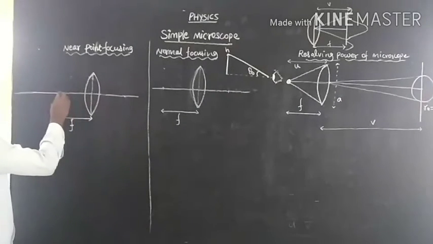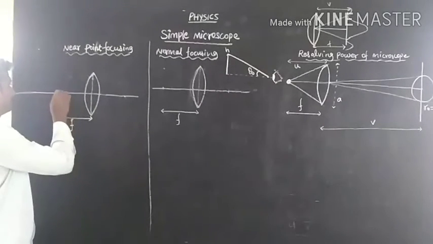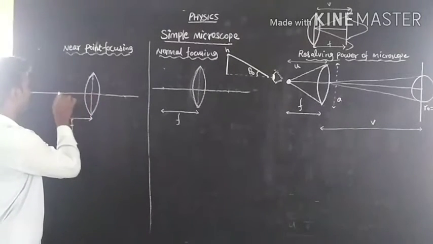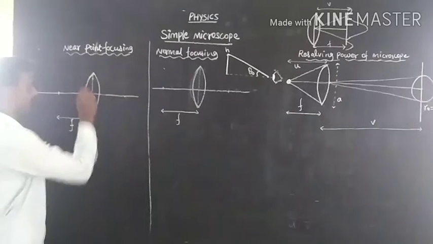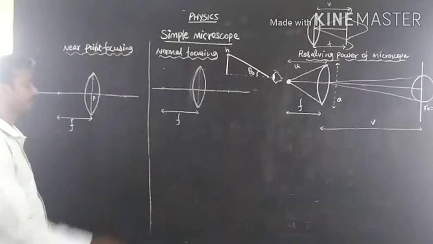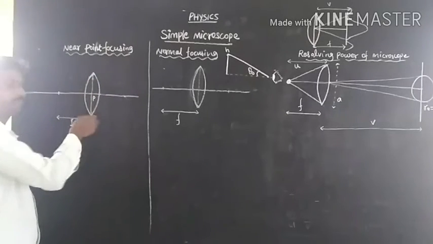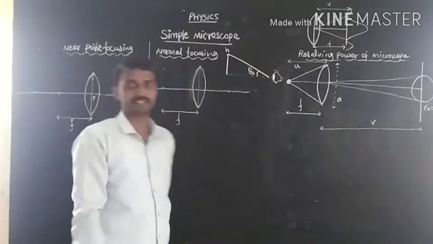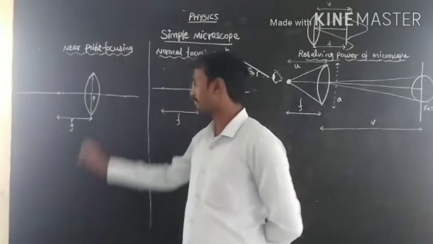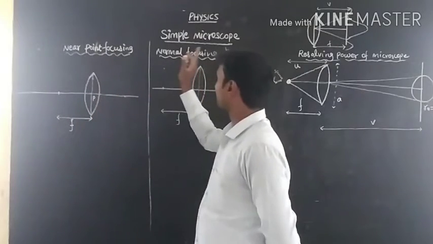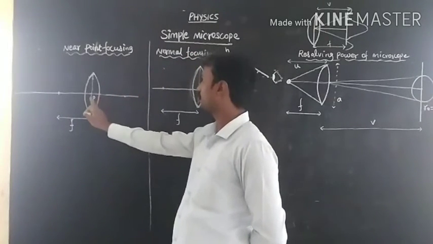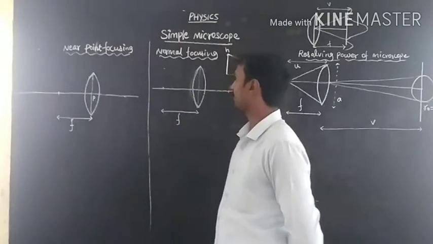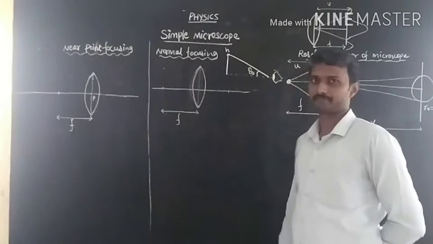That is, where should we place our object? Either we should locate it at the focal length, or in between the focal length and the optical center of the lens. You know that when we tune the viewing of the microscope, we bring the object close, right? That's why I am explaining the concept of simple microscope with the help of two concepts. One is near point focusing, the second one is normal focusing.